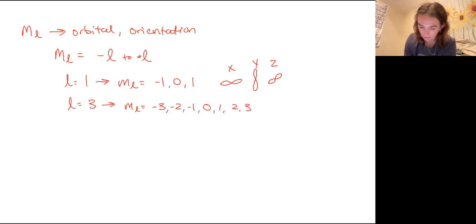Alrighty. So those are the big 3 that we usually talk about for quantum numbers. Those are the most important. But then the last quantum number that we talk about is the M sub S. And this is going to be the spin of your electron.